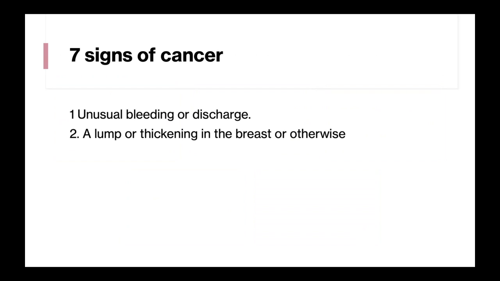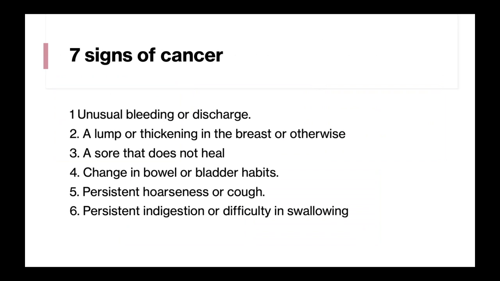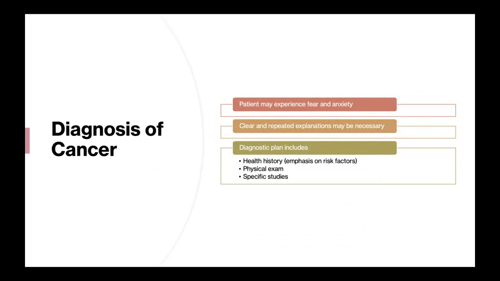A lump or thickening in the breast or otherwise, a sore throat that doesn't heal, a change in bowel or bladder habits, persistent hoarseness or cough, persistent indigestion or difficulty swallowing, and then a change in a wart or mole. So make sure you have these memorized for the test, or I mean, they kind of make sense anyway.